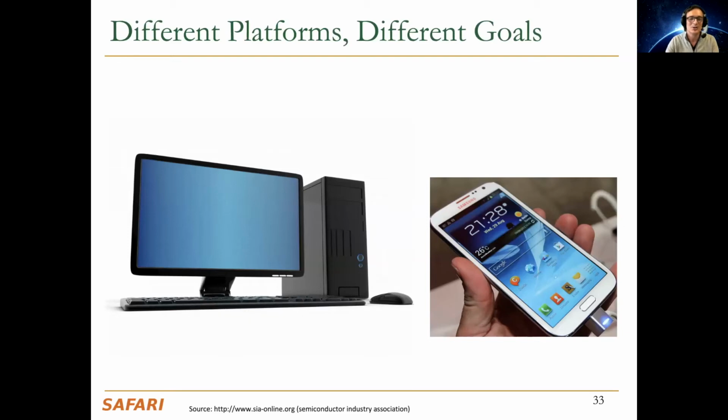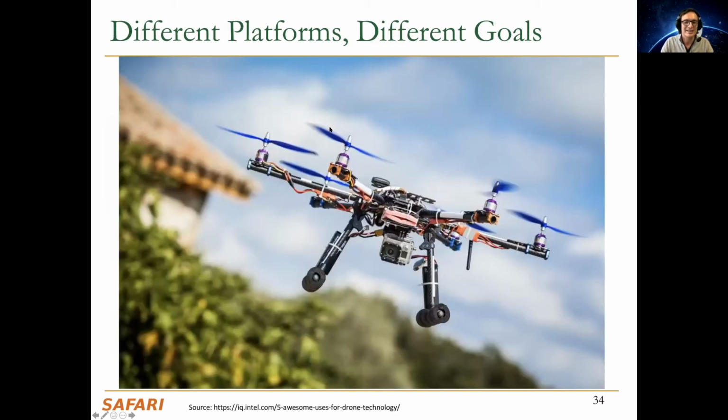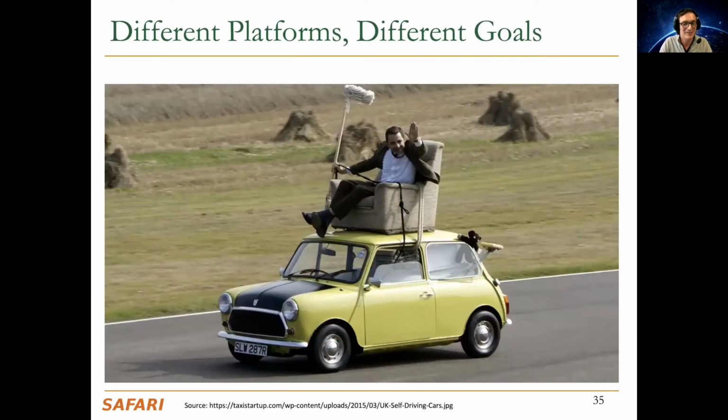Let's just show you some examples. These are some things that you may be used to. Some of them are old, clearly. These are some other computing platforms, used for different purposes. Clearly, the design point is very different. This is another computing platform. This is clearly a self-driving car.